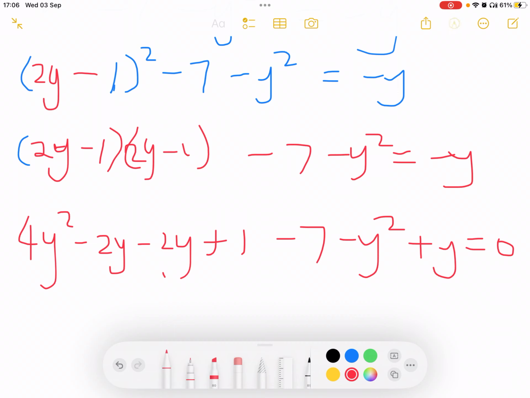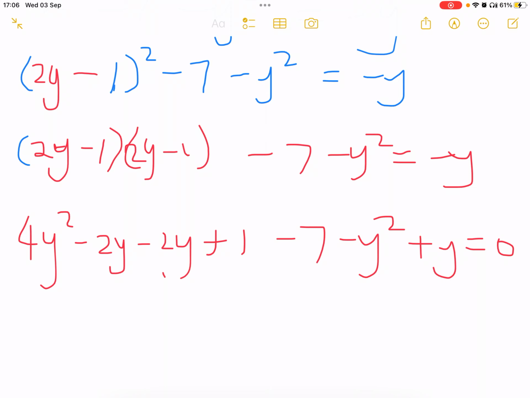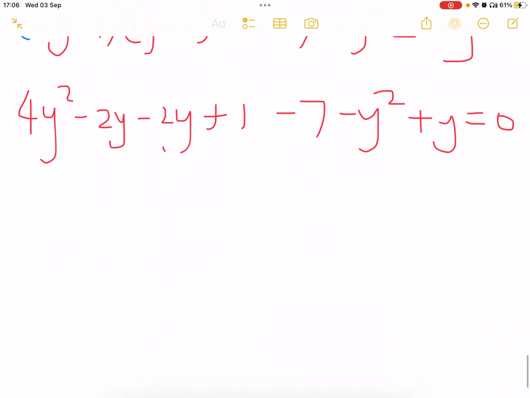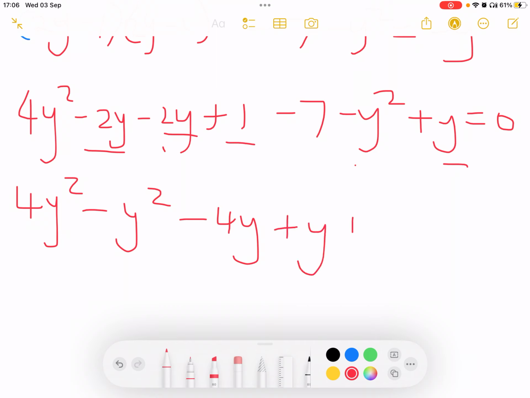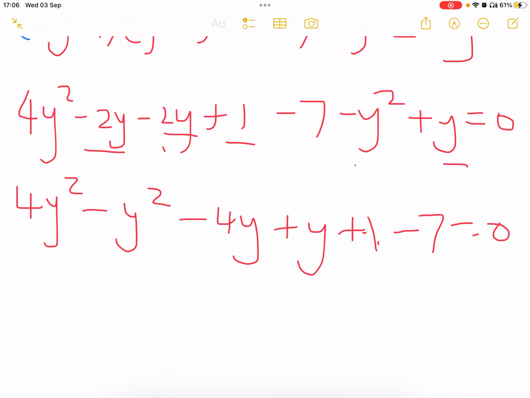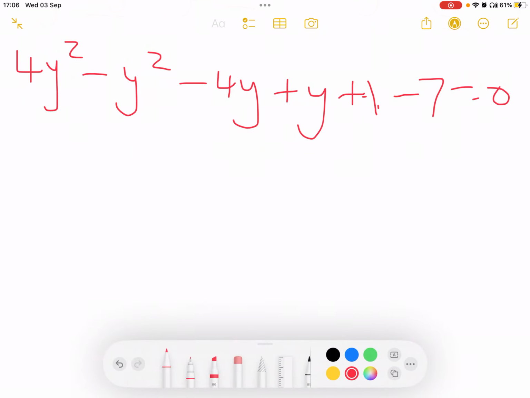Right, now we can go on with grouping like terms and adding like terms. So 4y squared and another negative y squared gives 3y squared. This gives us negative 4y, then there's another y here which is a plus y. And then we have a number here which is a plus 1 and a minus 7 equals 0. Right, we've grouped them. Then now it gives us positive 3y squared minus 3y minus 6 equals 0.